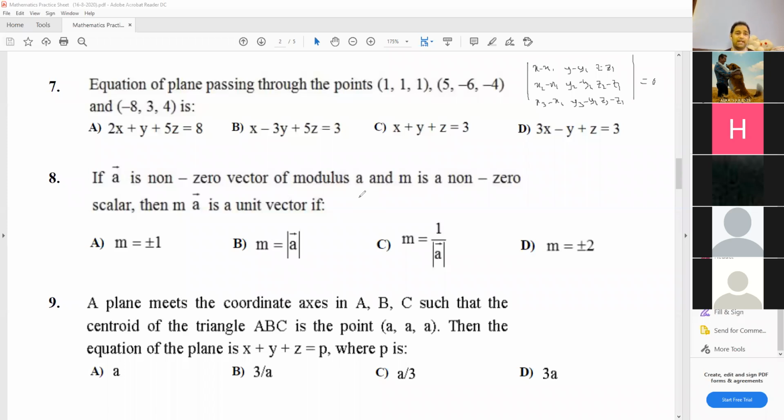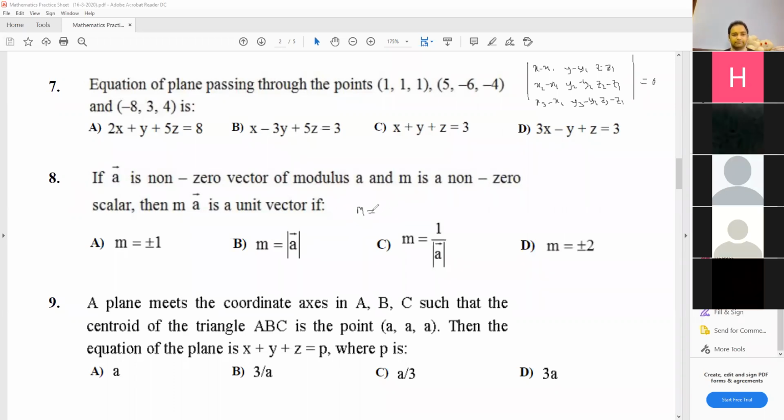Okay. Question number 8: A is a non-zero vector, M is a non-zero scalar. Then MA is a unit vector if, what should be the value of M? Obviously, if we want this to be equal to 1, right? M is a scalar quantity, so that will come out. M times mod of vector A is 1, or M is equal to 1 by mod A. It's such a useless question.